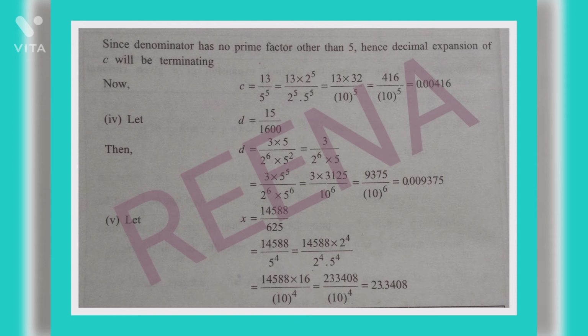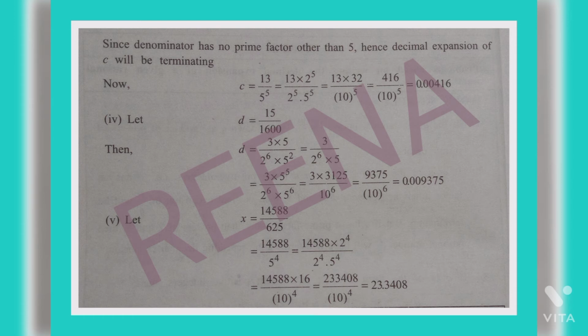But before coming to the conclusion, first of all you have to cut the common factors you have. Here 5 is common, so we will cut 5 and 5 and we get 3 upon 2 raised to the power 6 into 5. It means that the expansion will be terminating, and we have to use the shortcut method to get our answer.